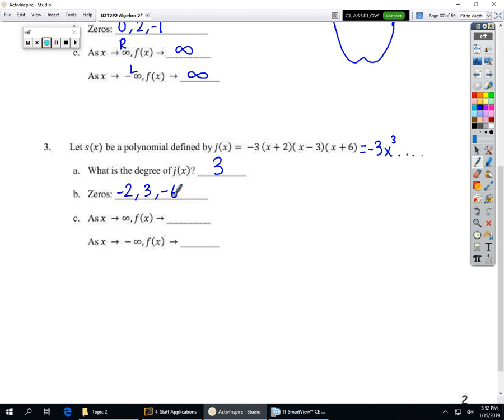Now, it's negative, and it's an odd degree, meaning the left and right sides are not doing the same thing. Your graph will end up doing something like this. The left side is going up, the right side is going down. The right side, infinity, is going down, negative infinity. The left side, negative infinity, is going up, positive infinity.